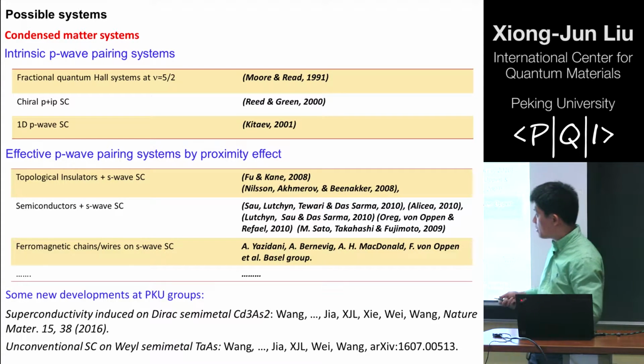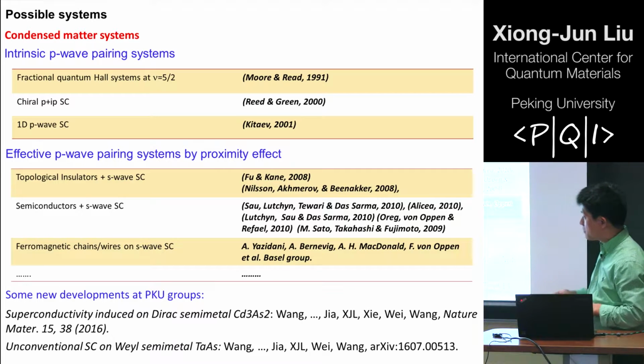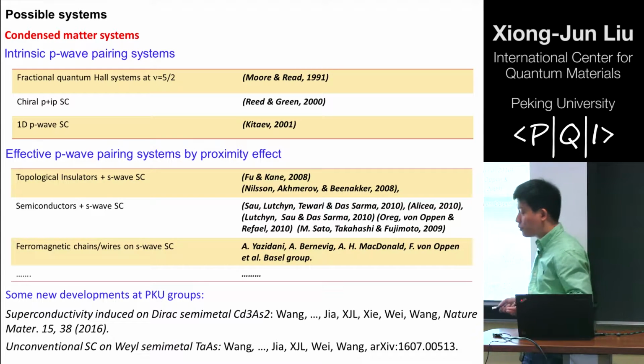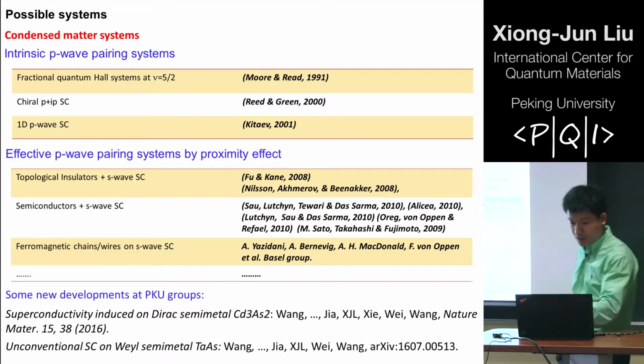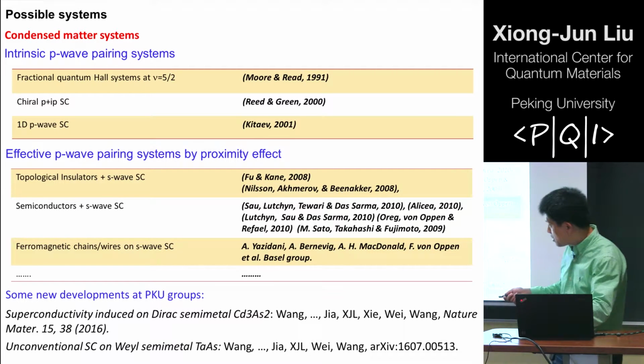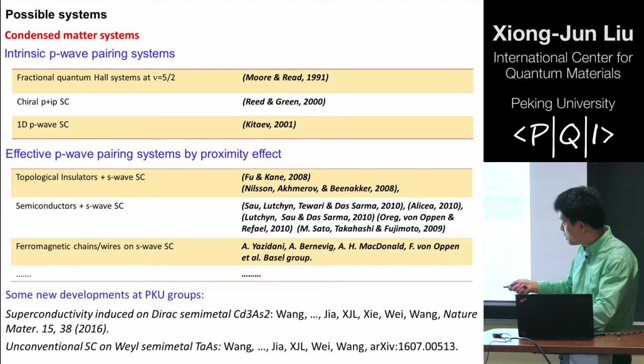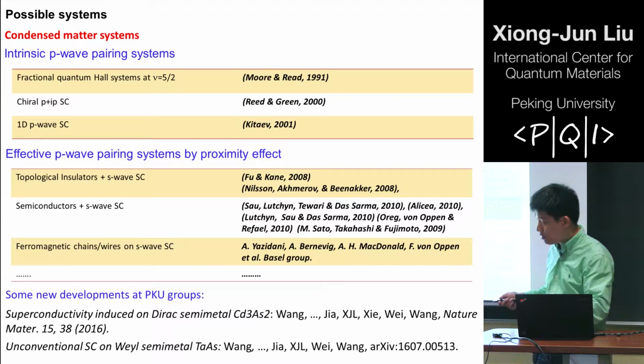In the experiment, they measured some interesting p-wave type pairing, and we also have some theory proposing that in this kind of material you can obtain topological superconductivity. Anyway, this is the most recent paper. We just posted it on the arXiv.